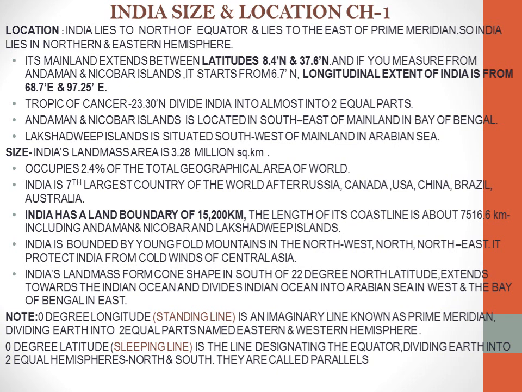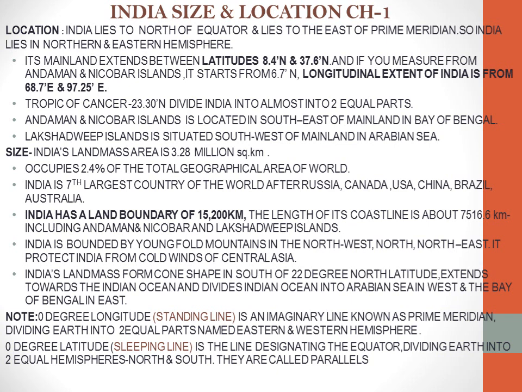Now the size of India. India's landmass area is 3.28 million square kilometer and we stand 7th in the world according to size, after Russia, Canada, USA, China, Brazil, Australia. We occupy about 2.4% of the total geographical area of the world. Now, India has a land boundary of about 15,200 km and the length of its coastline is about 7,516.6 km. And this coastline includes Andaman Nicobar and Lakshadweep Islands.